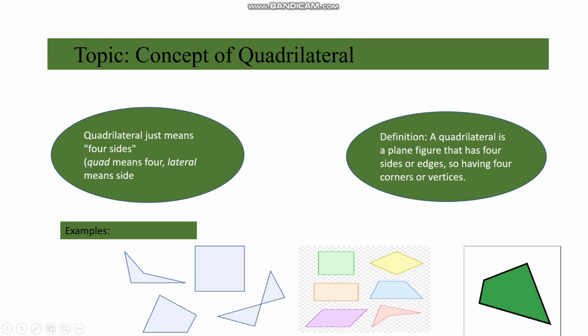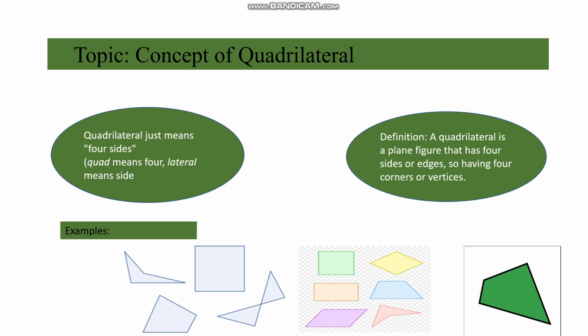Today in this video we talk about the shapes with four sides. The topic is the concept of quadrilateral. So quad means four and lateral means side. So quadrilateral means the shape with four sides.